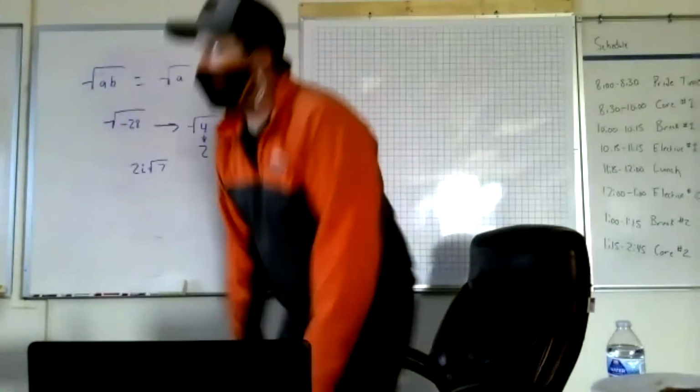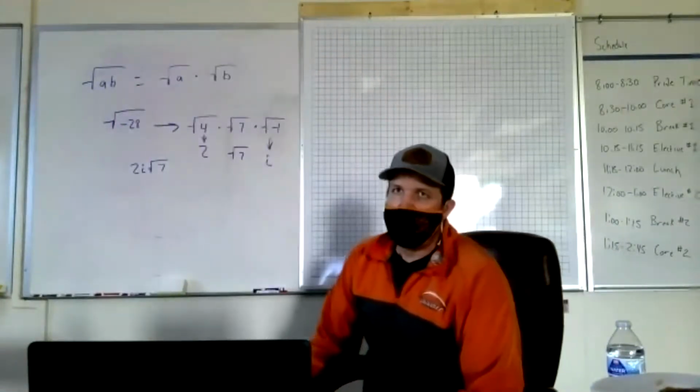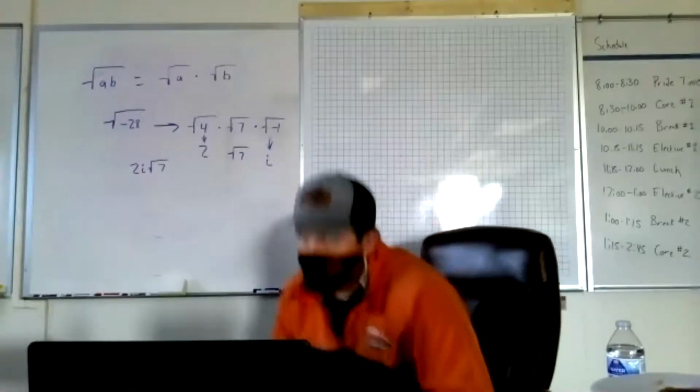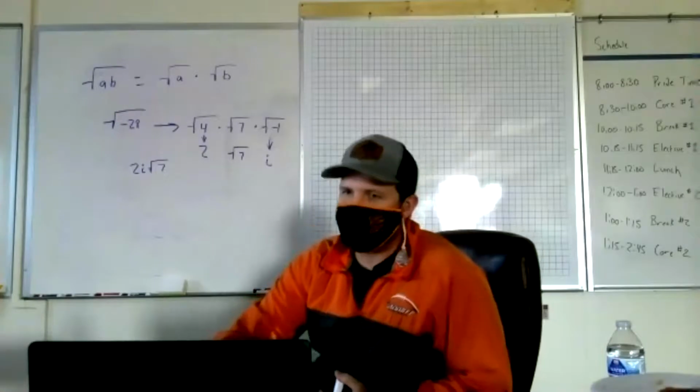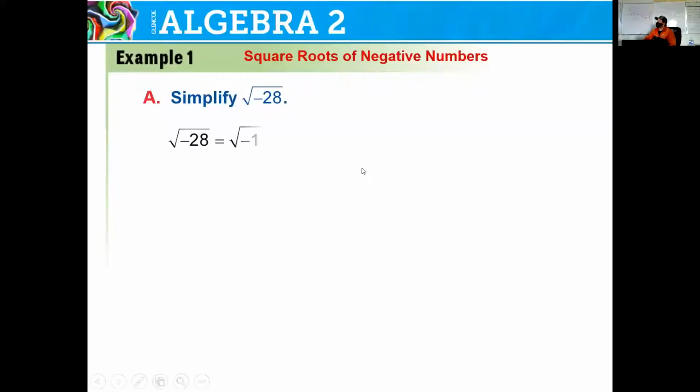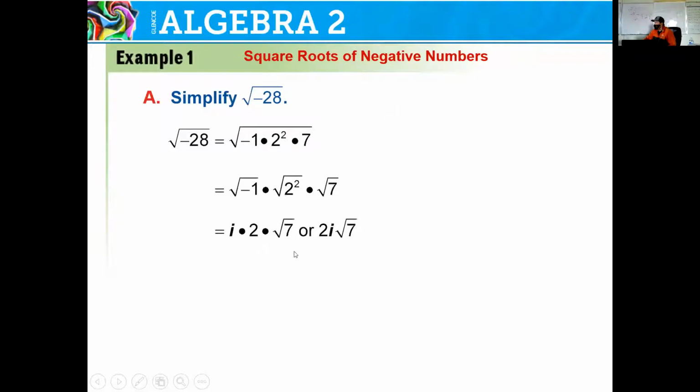Can we plug the square root of 7 into a calculator? Yes, we can. But it's not a rational number. It'll be a decimal that never ends or repeats itself, so it's not the most exact answer, whereas 2i times the square root of 7 is. So we can break it down into -1 times 4 times 7, split them all into their square roots, and we get i times 2, or 2i times the square root of 7. And that would be our final answer.